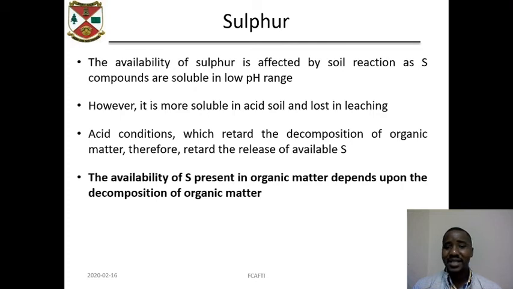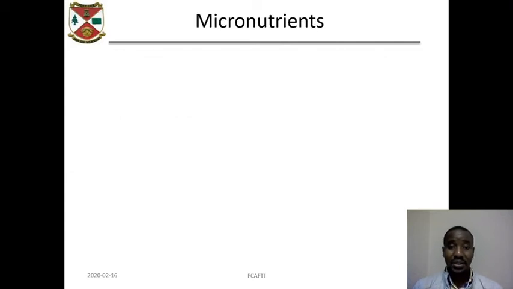The availability of sulfur present in organic matter depends upon the decomposition of organic matter, which depends on soil microorganisms. If there are no microorganisms, there is no decomposition of organic matter. If there are a lot of beneficial microorganisms, there is high decomposition of organic matter.